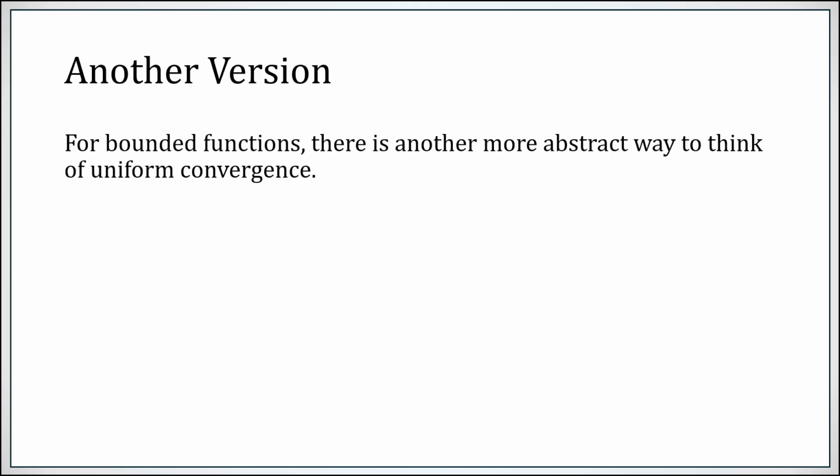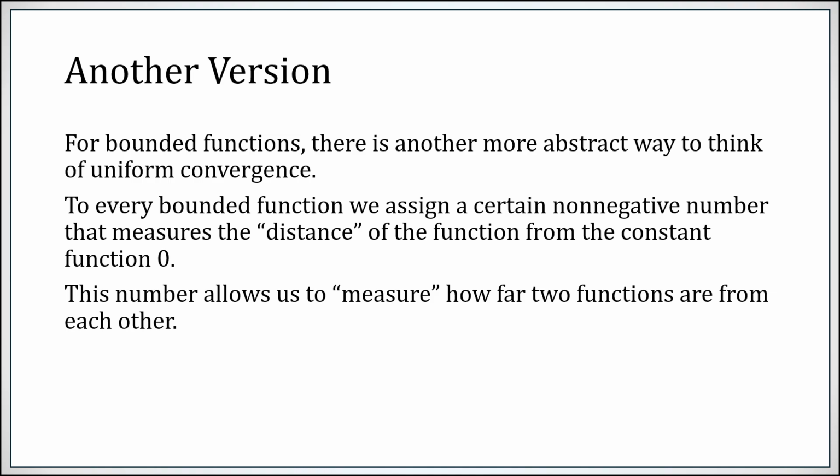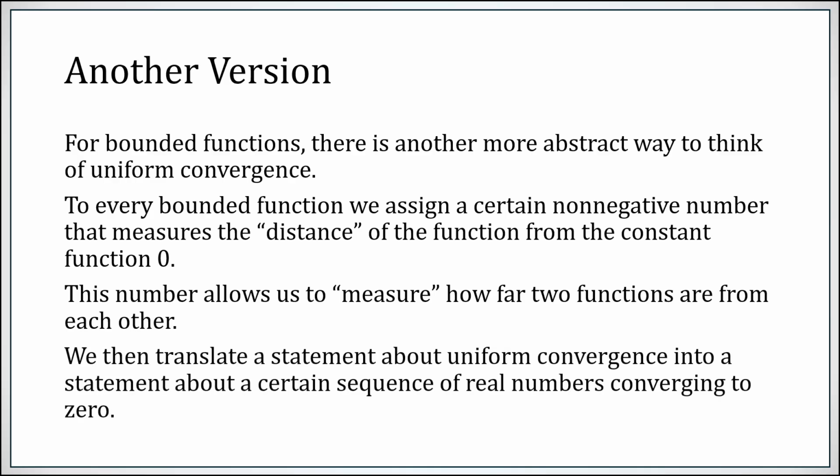So here's another very slightly modified version of convergence. For bounded functions, we can assign a certain non-negative number, which measures how far away the function is from the constant function 0. Then we can say that the distance between two functions is the distance of their difference to 0. Then we translate a statement about uniform convergence into a statement about this distance of functions to each other. And we're going to formalize all of this quite shortly.